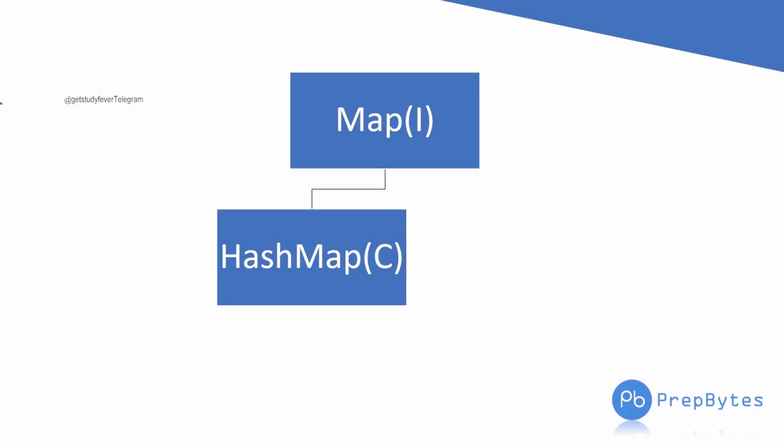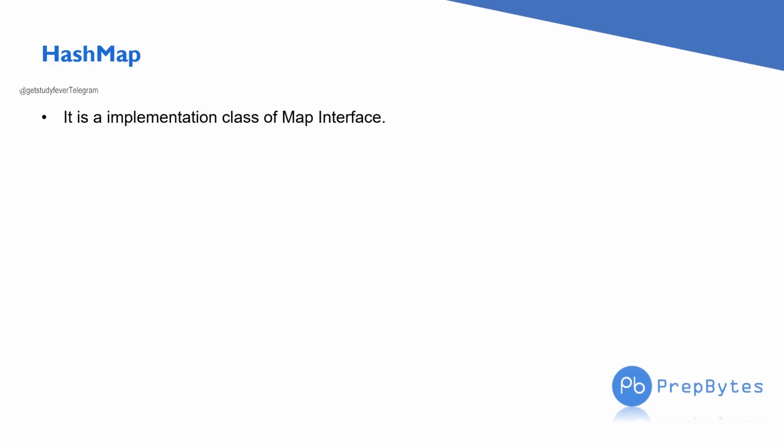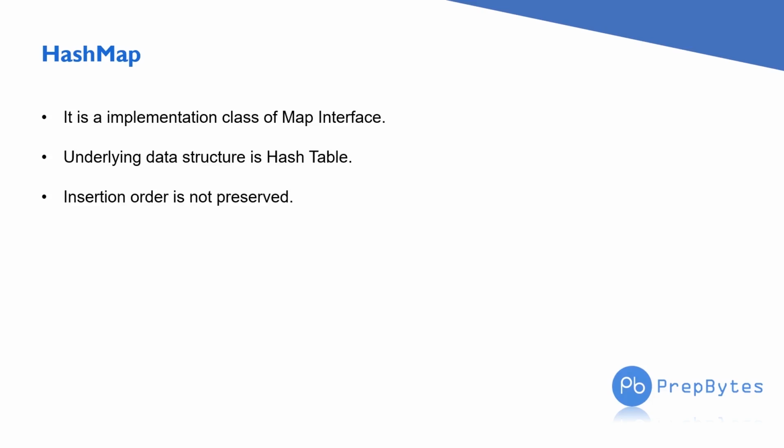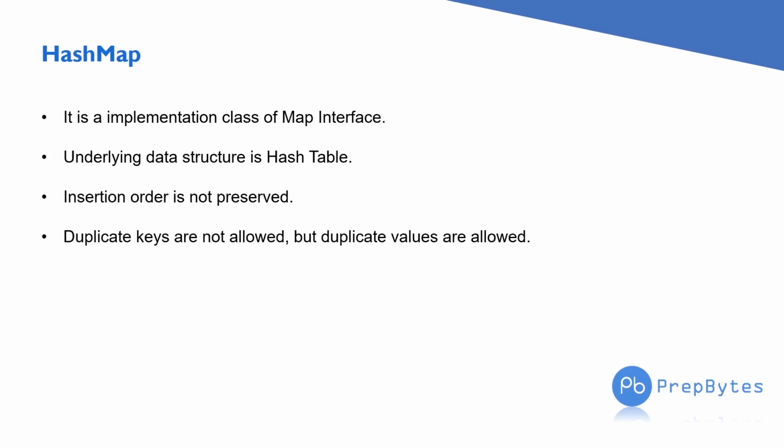So let's have an introduction to hash map. It is an implementation class of the map interface. The underlying data structure is hash table. I have told you about hash table also. Insertion order is not preserved. Duplicate keys are not allowed, but duplicate values are allowed. Heterogeneous keys and values are also allowed in hash map.